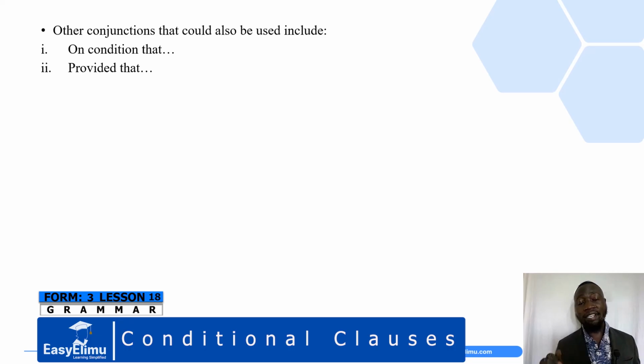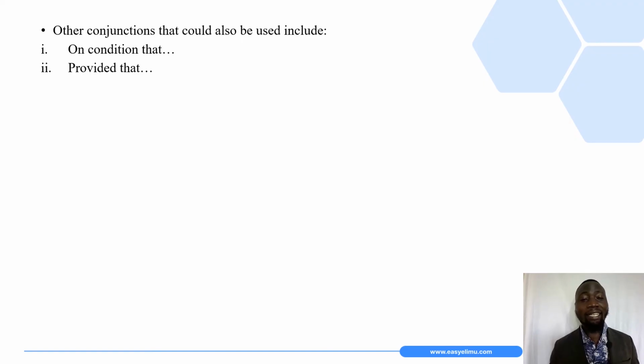Then on to the next. Other conjunctions that can also be used to express a condition include on condition that, provided that, as long as, supposing, etc. An example in a sentence: you will only be given food provided that you have finished the assignment, or you'll only go for the tour on condition that you have paid for the fees. How about you try the last two conjunctions on your own, as long as and supposing.